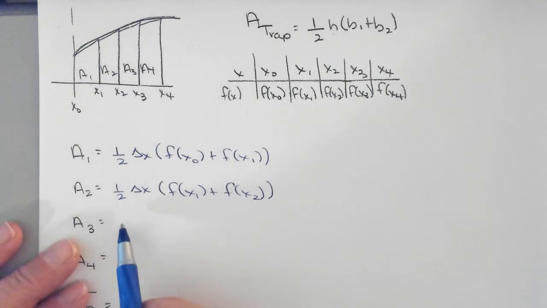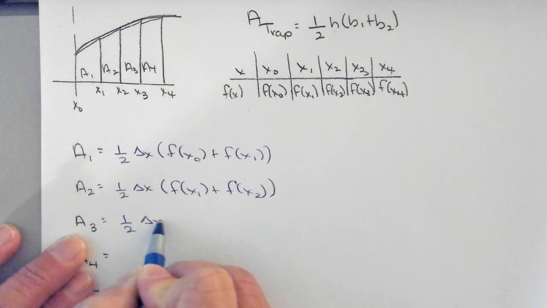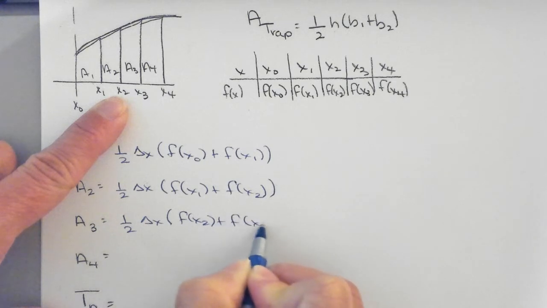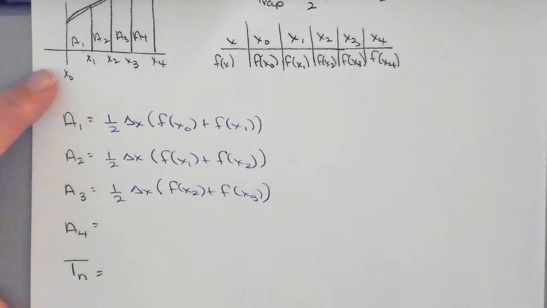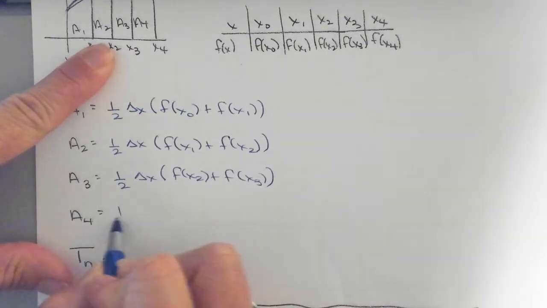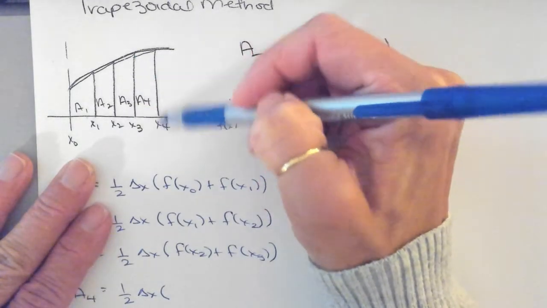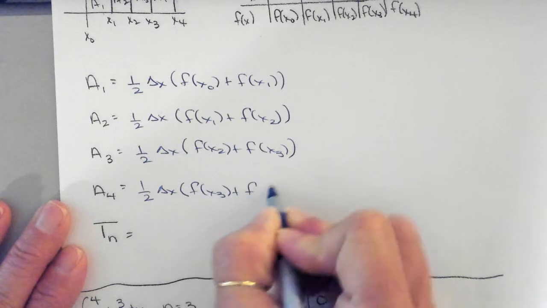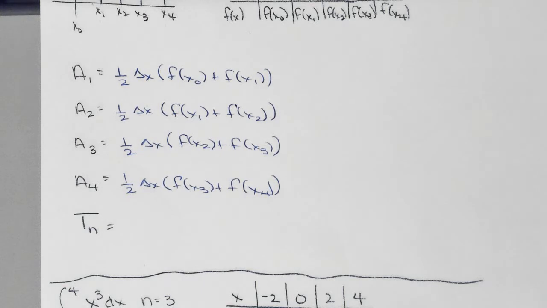Okay. So then here, this next trapezoid would be 1/2 delta x times f of x sub 2 plus f of x sub 3. And really what I'm setting up here is, what is the formula in general? So I'll just do one more trapezoid, which again is 1/2 delta x, which is going to represent my height. And then you have f of x sub 3 plus f of x sub 4.